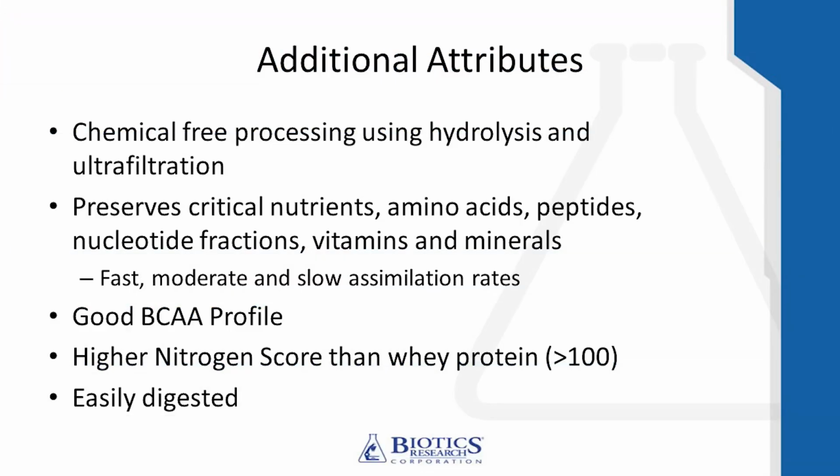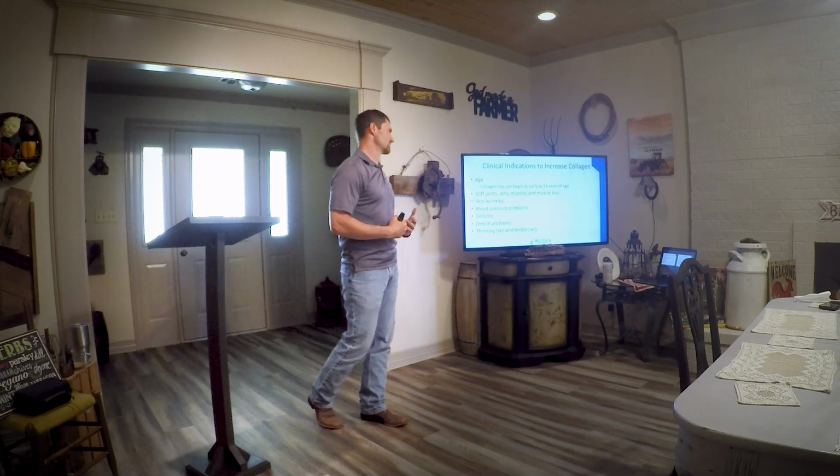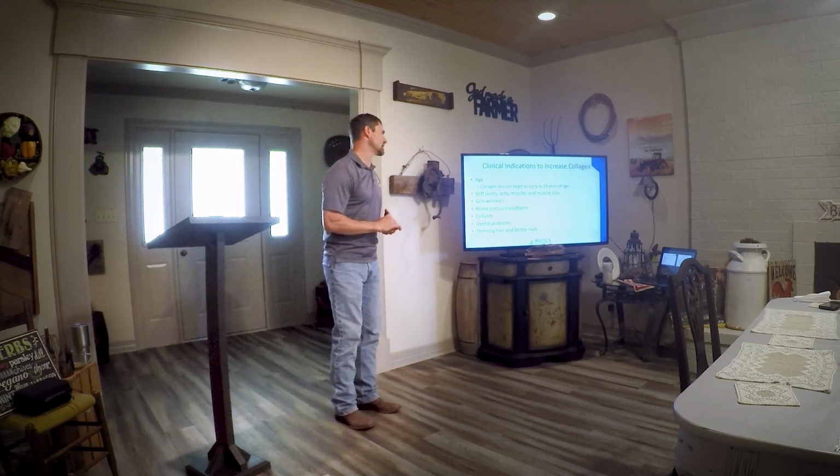A couple of other things to note about this. I mentioned the hydrolysis process. You do preserve the amino acids and the peptides. There are a few vitamins and minerals in there as well as a byproduct of that. You get a high branched chain amino acid profile. That's the reason we can call this anabolic. It does stimulate muscle development. Nitrogen score higher than whey protein. That's saying something. Whey protein is pretty doggone good protein for creating anabolism, and it's known to have a high nitrogen score. This is actually even above that. And it is easily digested. I don't think I've had anyone push back on me in terms of this creating any GI distress. I haven't seen that with my own patients, and I haven't had anybody say that to me.